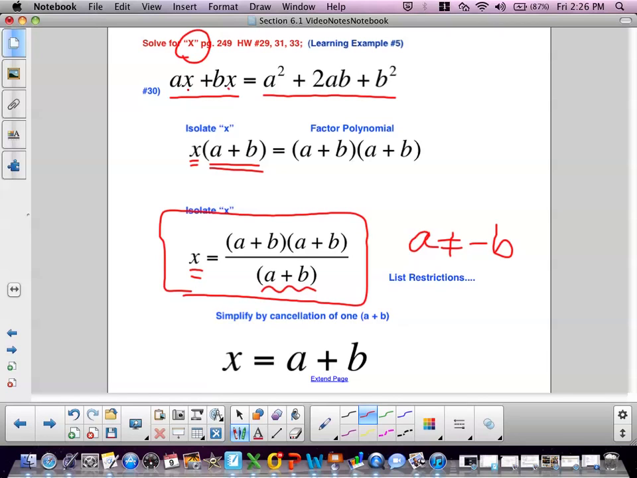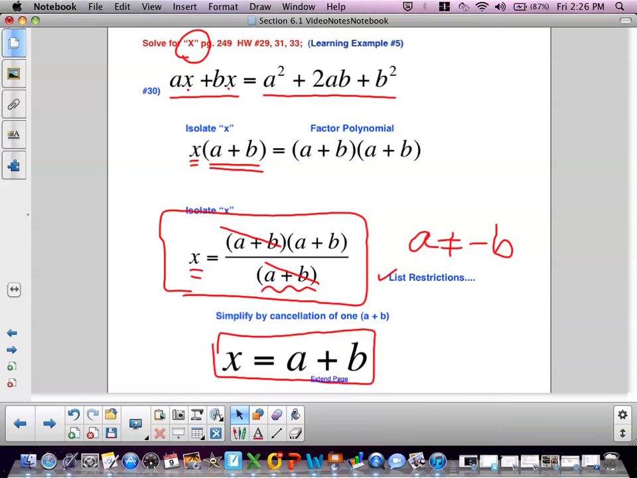After you have successfully isolated the x and determined what your restricted values are, you can see by looking at the fraction, I have a factor of a plus b on top and another binomial factor of a plus b in the denominator. And when I cancel those out top to bottom, I'm simply left with x equaling a plus b.